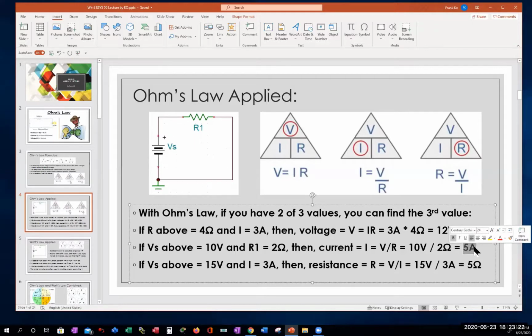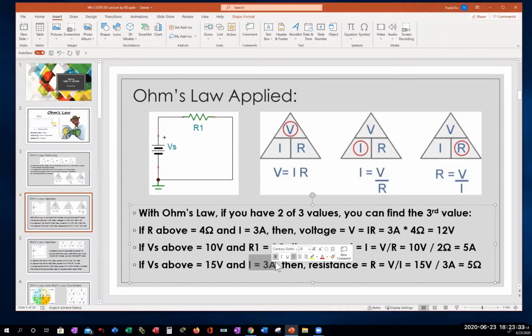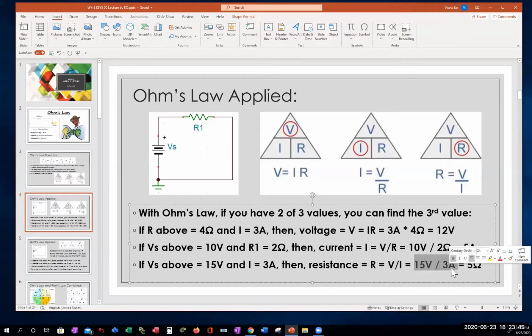Now, the third line. If the voltage above is 15 volts and the current is given as 3 amps, I'm now looking for R. So if you look for R, R is in the third triangle, and R is equal to V over I. I specify that formula here. That's 15 volts divided by 3 amps. 15 divided by 3 gives you how many ohms?